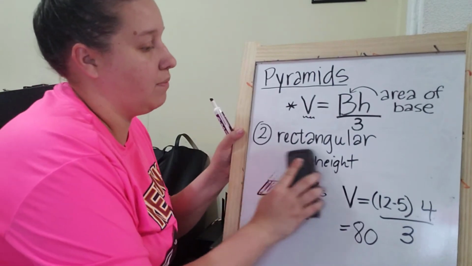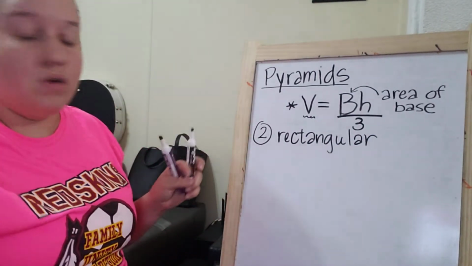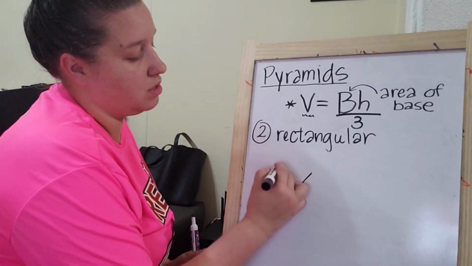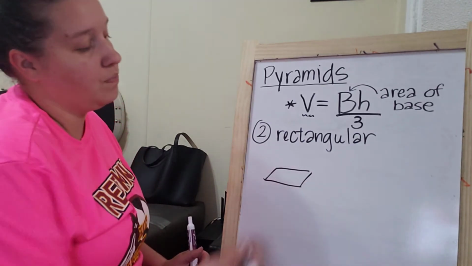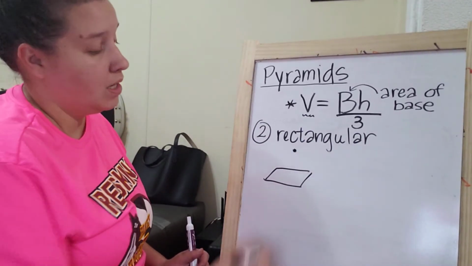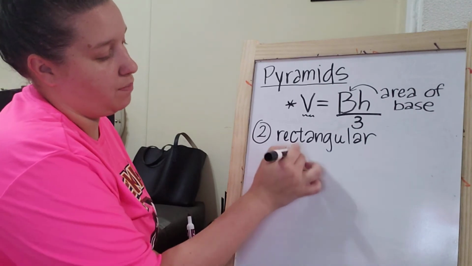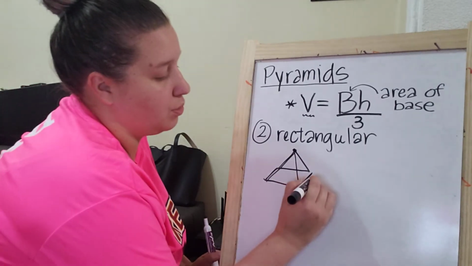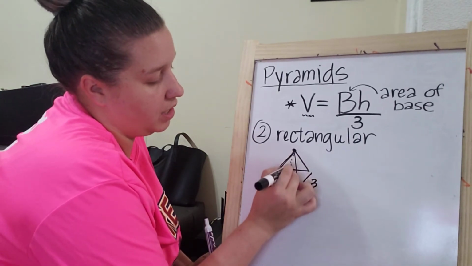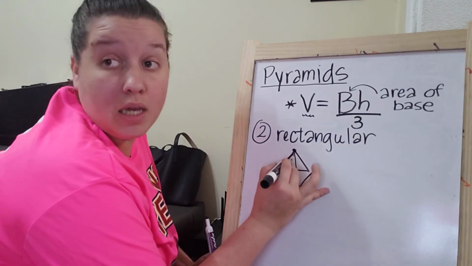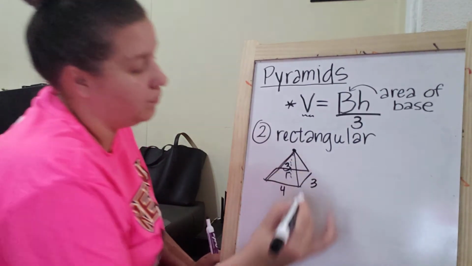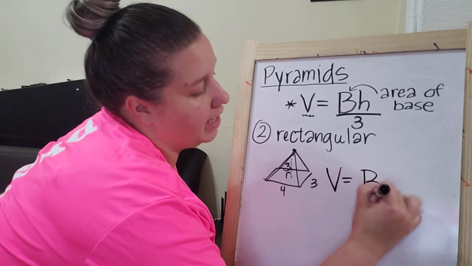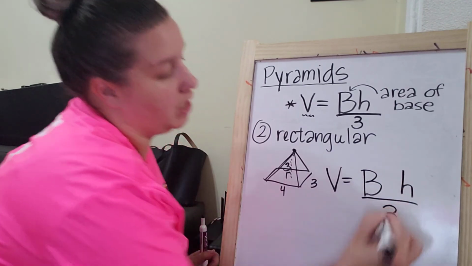Okay, let's do one more. Let me redraw this, because I drew all over it already, so you can learn how to draw a rectangular pyramid. Remember, we draw ourselves a parallelogram, which is a slanted rectangle. Choose a point, and then connect every corner to that point. That's a pyramid. And let's give it some numbers. 3, 4, and our dotted line is going to be 3 also. So 3, 3, and 4. We're going to find the volume. Volume equals base times height over 3.